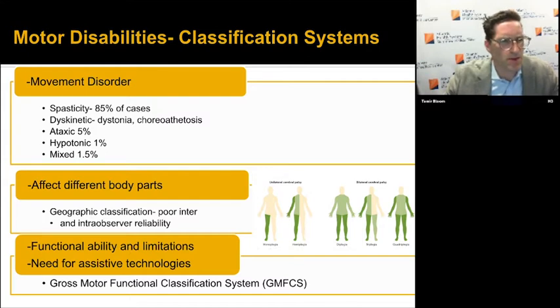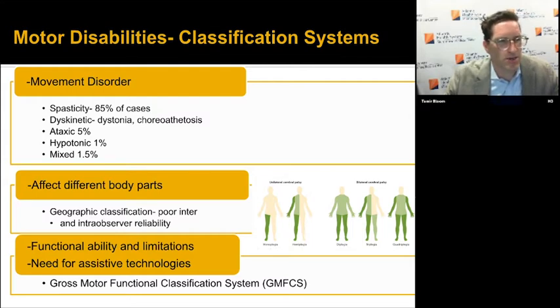Ataxia comprises about 5% of patients with CP, and ataxia is the wide-based gait that you see when you've had too many drinks after leaving the bar. An ataxic gait is one where each subsequent step is different from the one previous to it. Very unsteady gait. Hypotonia is 1%, and then mixed tone is about 1.5%.